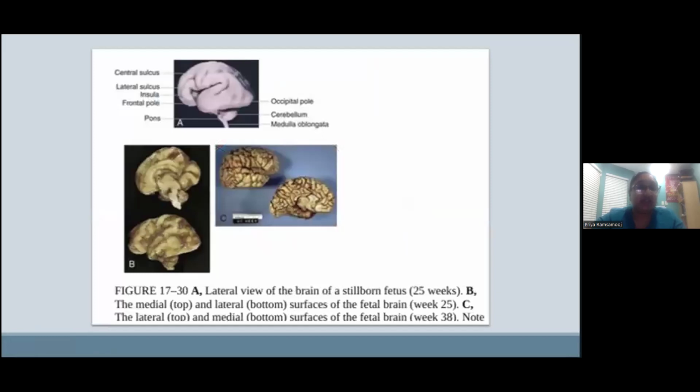Again, this is to show you the lateral view of the brain of a stillborn fetus in A at 25 weeks. And we're still seeing a little bit of smoothness. And then in B compared to C, what we characteristically picture as the brain.